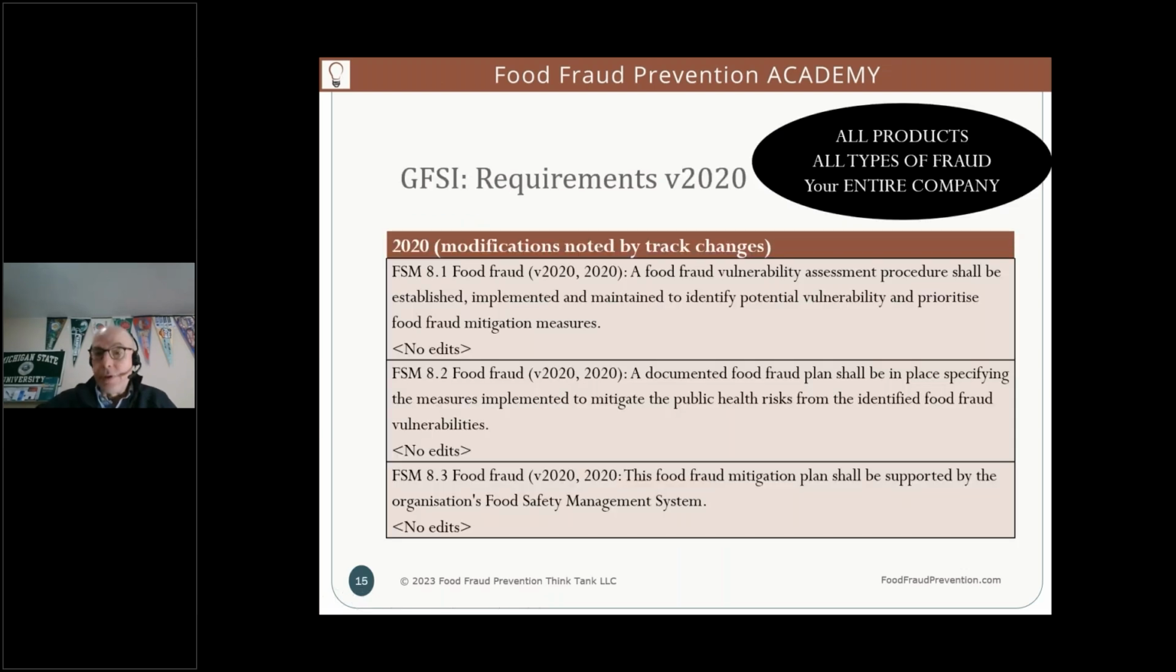GFSI, just as a reminder: all products, all types of fraud, for your entire company. That's a requirement. It doesn't say much in the GFSI requirements, very few words there. 23 words in the first requirement for a vulnerability assessment. But a key there is that it does explain for all products across your company. So there's the GFSI most basic concept. This is the core for the food safety standards, like IFS, SQF, FSSC 22000, BRC, and others.